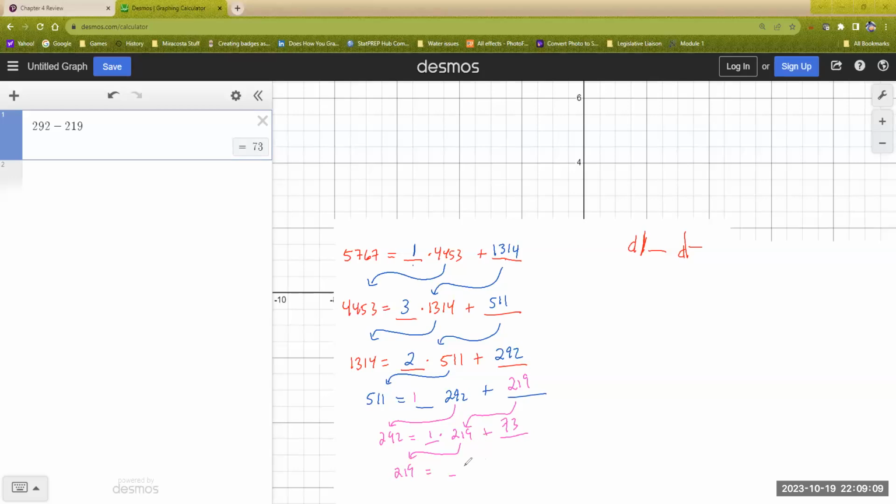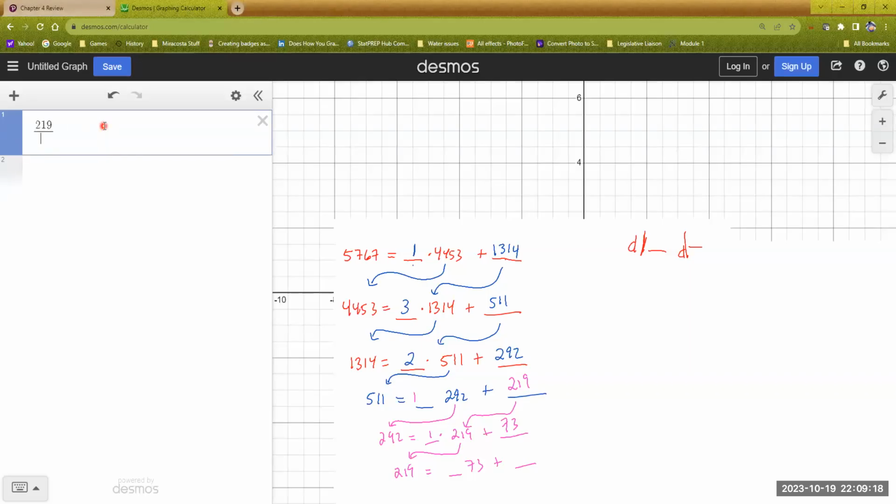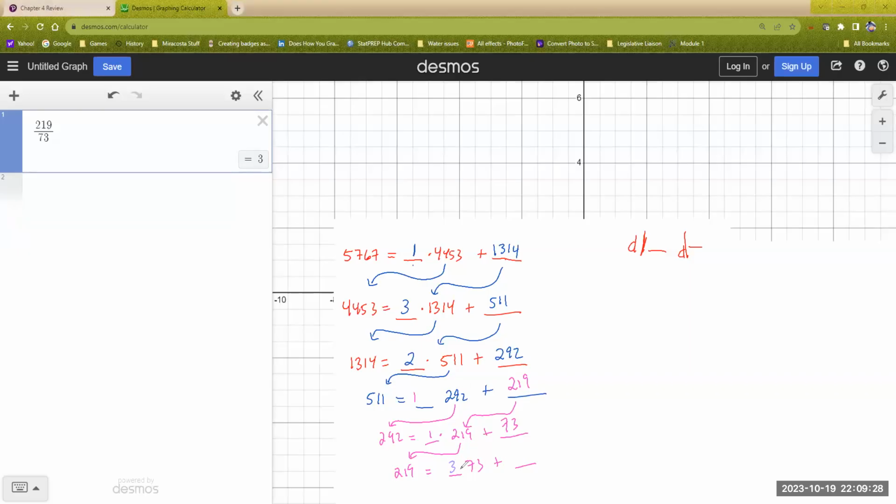219 is equal to how many groups of 73 plus a remainder? Then jump up and grab your calculator and see how many times it goes in. 219 divided by 73 is 3 exactly, right on the nose. So if it's 3 exactly, I would put 3 here, and my remainder would be 0, and boom, 73 has to divide all those numbers. Okay. So that's it. That is the Euclidean algorithm.